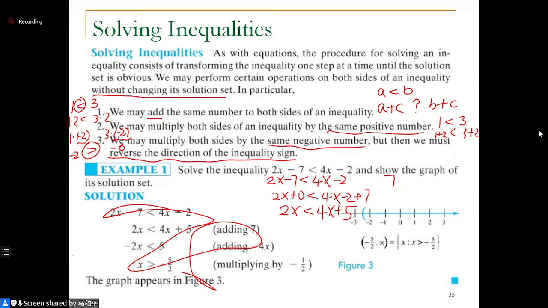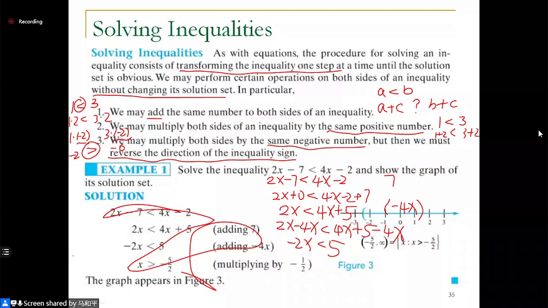We want to transform the inequality one step at a time until the solution set is obvious. So from this, we can also add minus 4x to both sides. Adding minus 4x, just 2x minus 4x, less than plus 5. Minus 2x less than 5, right? Then we want to solve this inequality.